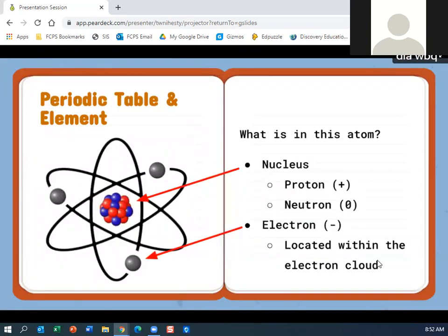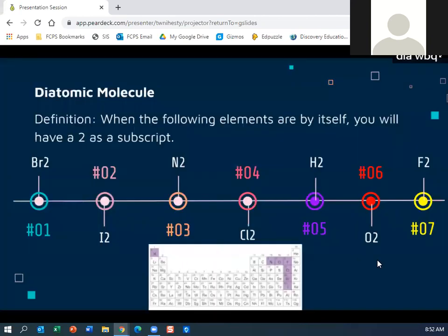All right, so here you go. In the nucleus, we have protons and neutrons, with a plus sign and a zero or no charge. Electrons are negative, but also they are located in the electron cloud, something that is not within this picture, but just imagine it. So this is something that you guys have to remember.